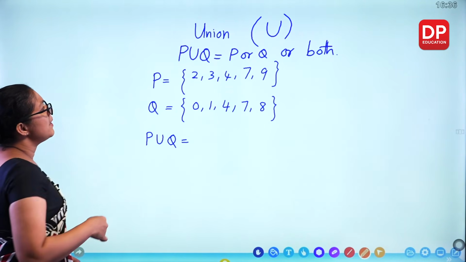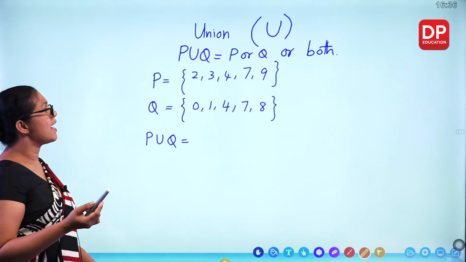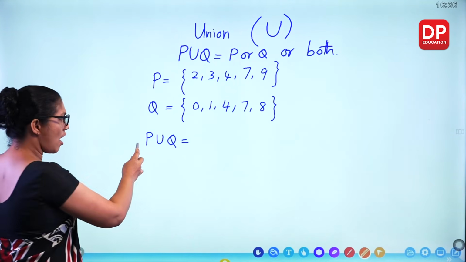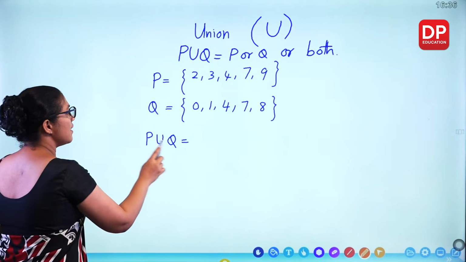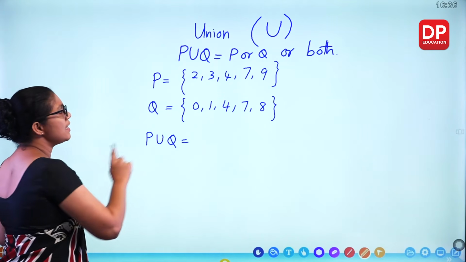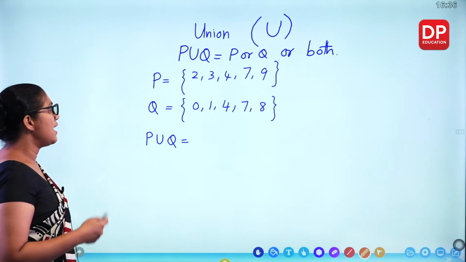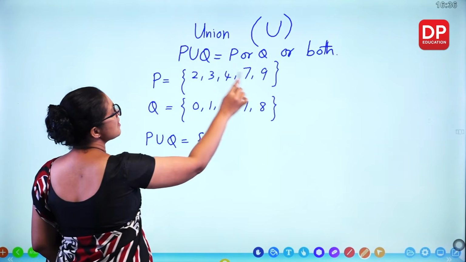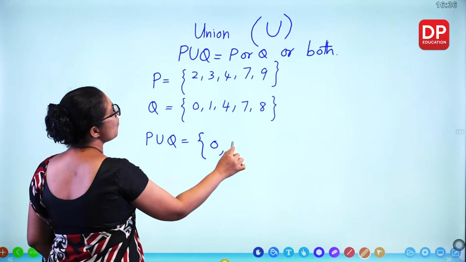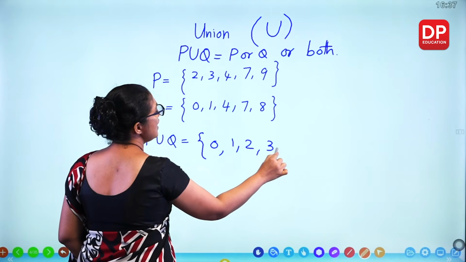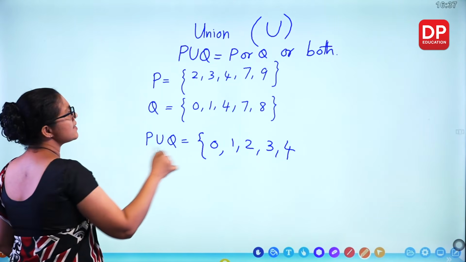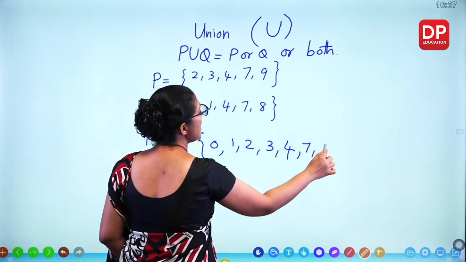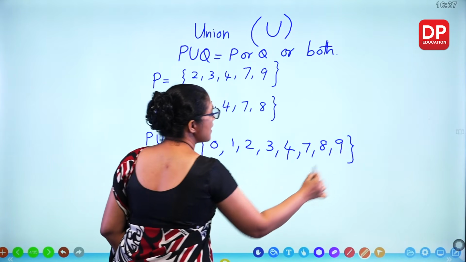Now take this example. P is given 2, 3, 4, 7, 9. Q is given 0, 1, 4, 7, 8. You are asked to write down the elements, not the common region. P union Q means everything in P as well as everything in Q. So we write down the lowest number first: 0, 1, 2, 3, 4. You don't need to write twice. Then 7, 8, 9. So that's the union.